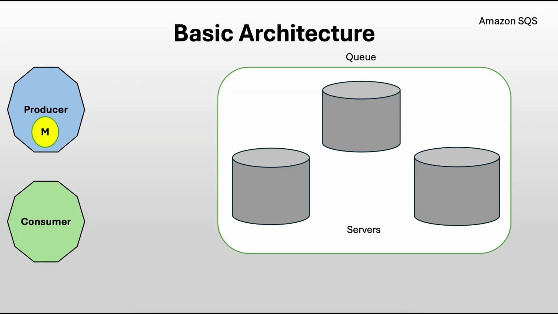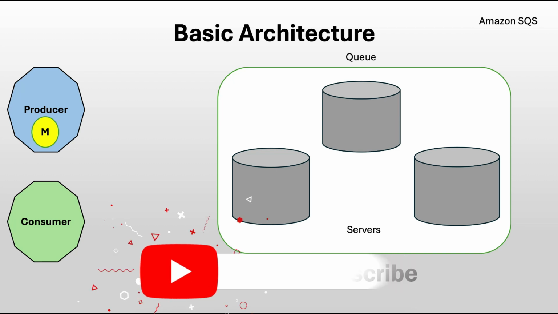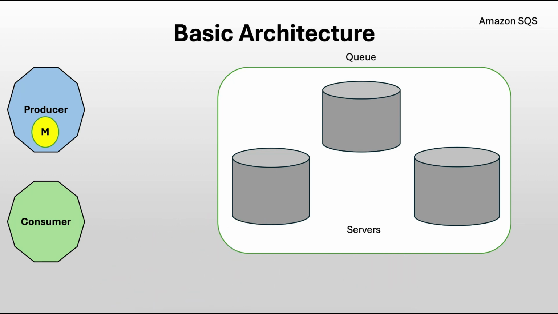In this basic architecture diagram, we see a producer application that contains a message, a consumer application, and a queue. In the queue, we see multiple servers. In this diagram, there are three servers. So a queue is distributed on multiple SQS servers. Here, the producer can be an API, an application, a tool or another AWS service that is going to produce a message. The producer has a message and it wants to send that message to the SQS queue.